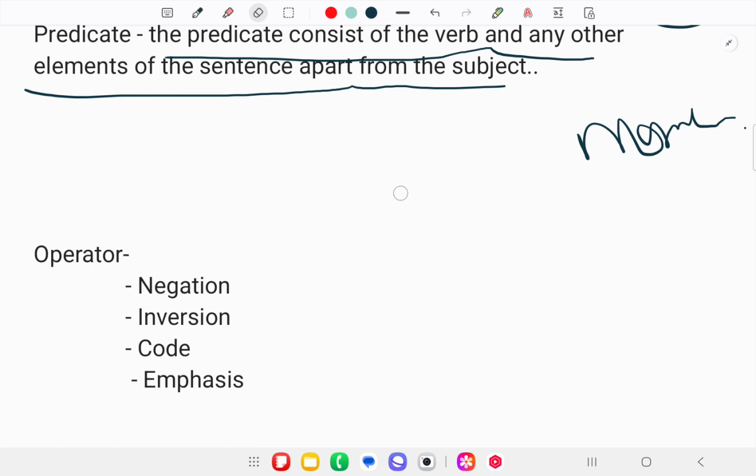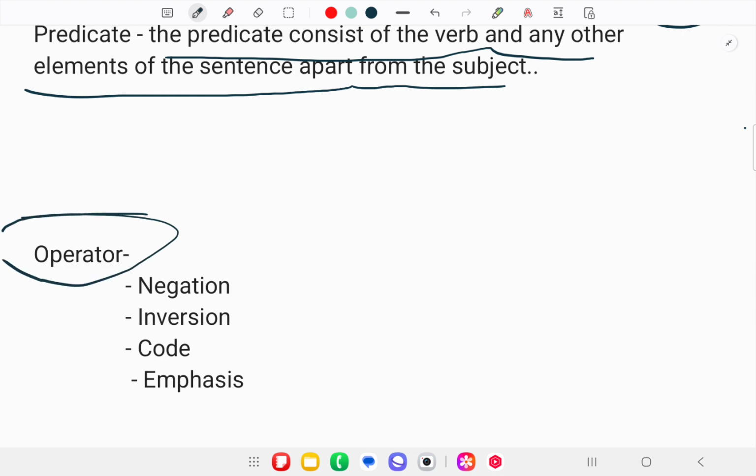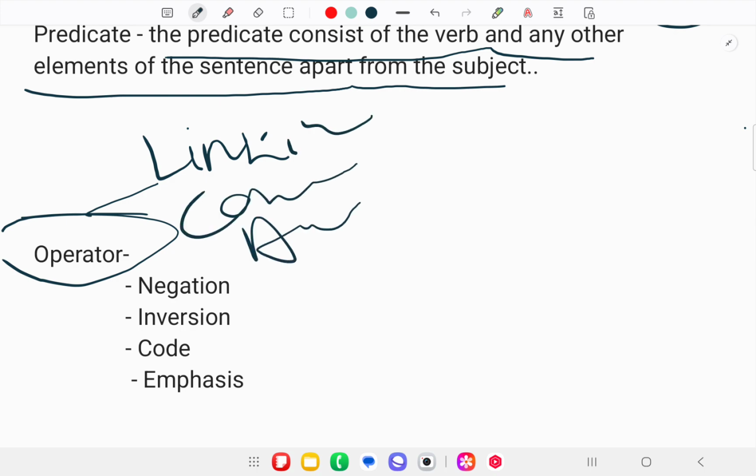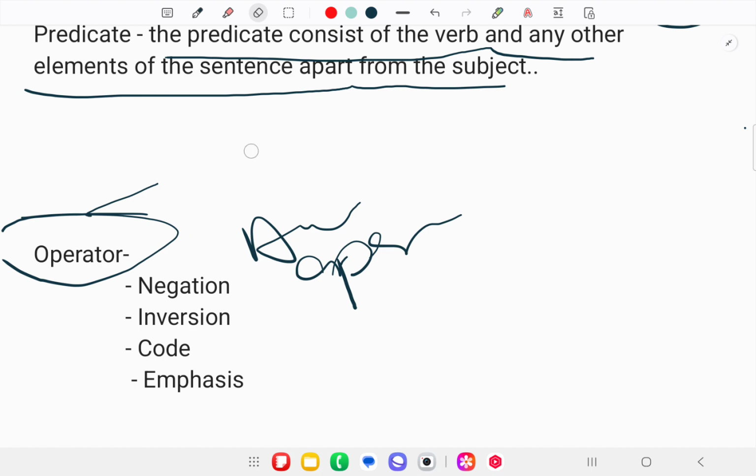Next we have another point, that is the operator. What is operator? Operator means auxiliary words. In linguistics, operator is the term, and in our grammar we generally find a helping verb or auxiliary verb. Sometimes we also say linking verb, sometimes connecting verb. These are all equal: whether we say linking verb, connecting verb, auxiliary verb, or in linguistics, operator.